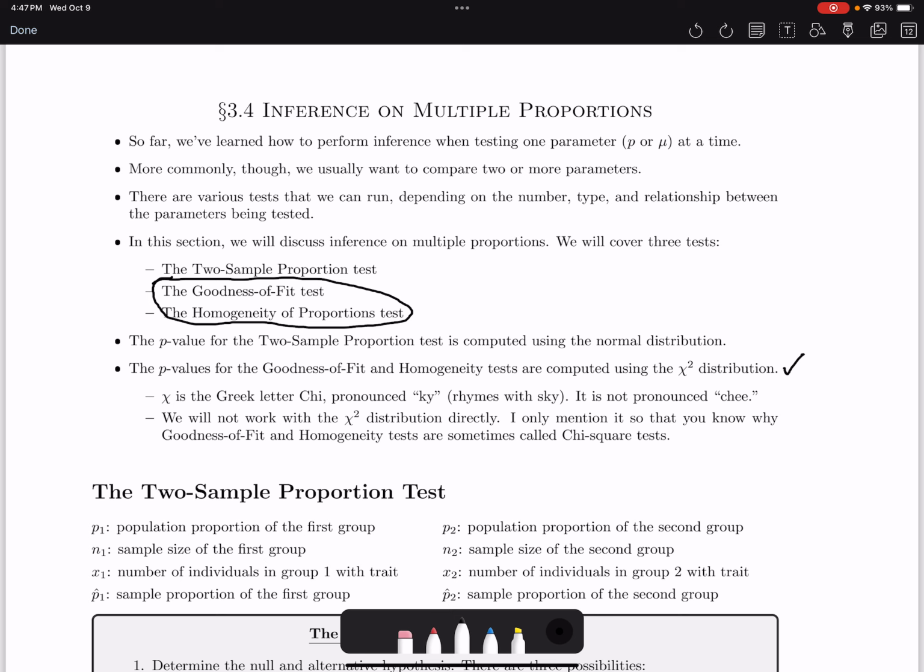I only mention that they follow a chi-square distribution because these tests are sometimes called chi-square tests, and I wanted you to understand why. By the way, this is the Greek letter chi, okay? It rhymes with sky. It's not pronounced the other way, even though it seems like it should be. Anyway, that's not a major issue, but let's get into it now.